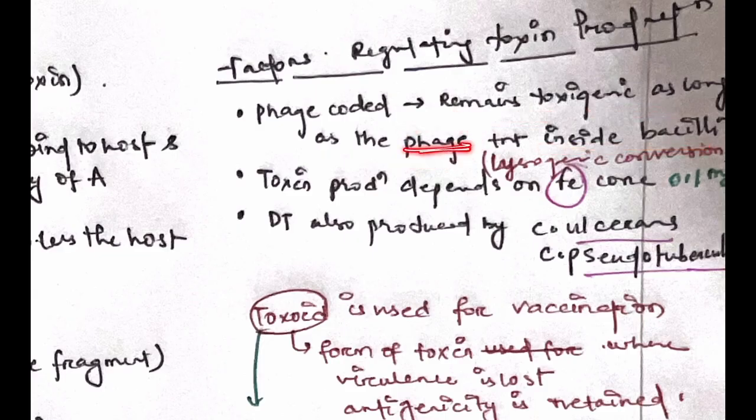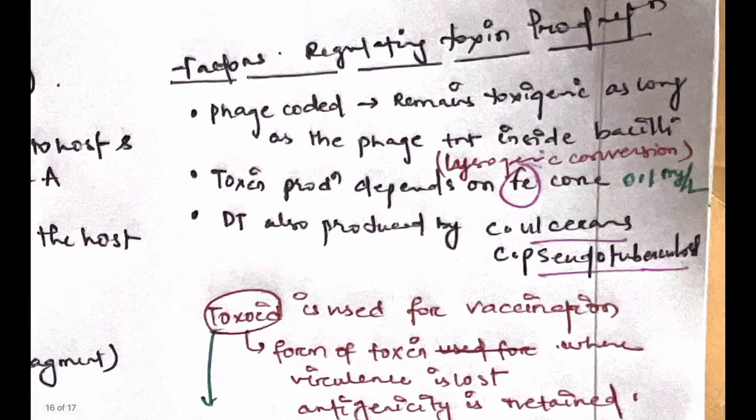As long as this Fas will be present inside this bacilli, they will remain toxigenic. Once this Fas is not present, then this feature will be gone. So this is what we call lysogenic conversion. Now toxin production also depends upon the iron concentration, that is 0.1 milligram per liter.